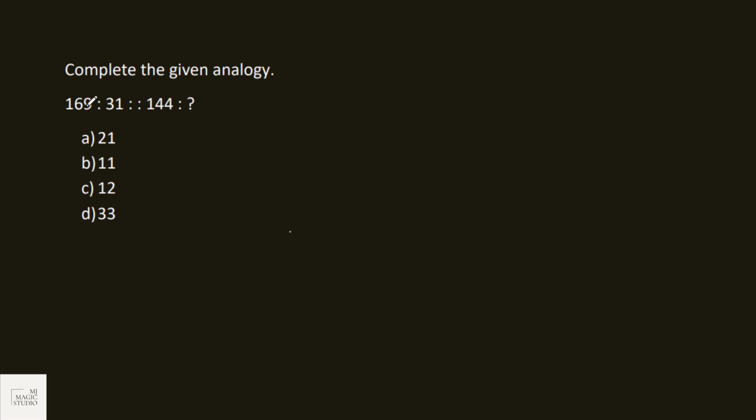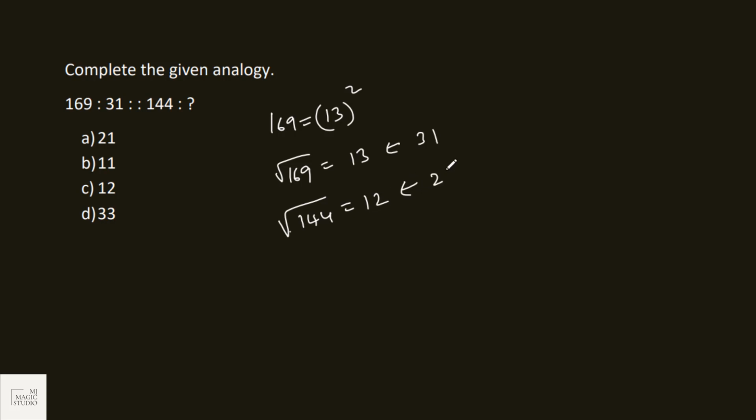Complete the given analogy. 169 and here it is 31. But we know that 169 is 13 squared. Okay, so they are following that. Do root 169, you will get 13, then reverse it and write 31. So root 144 would be 12, and when we reverse it, we will get 21. Option A should be the best pick.